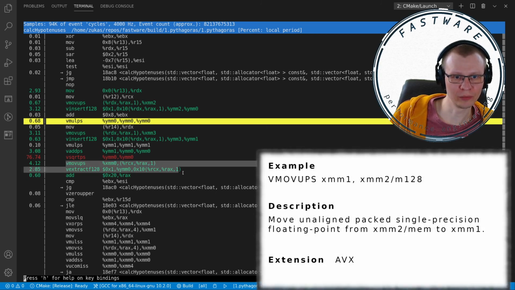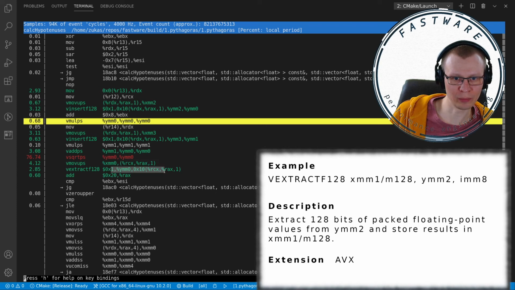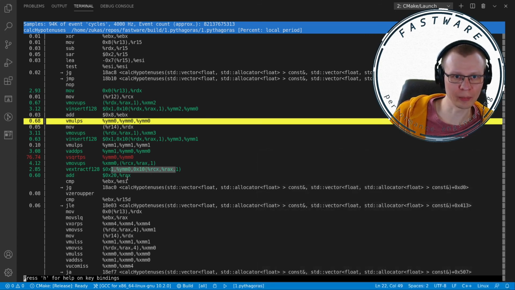The last few instructions here are to actually extract the values, again from the bottom bits and from the high bits, and just store them back into that vector of hypotenuses as standard floats. And there's some cleanup code for the loop so it can continue.